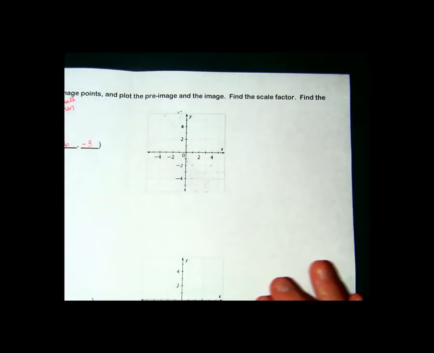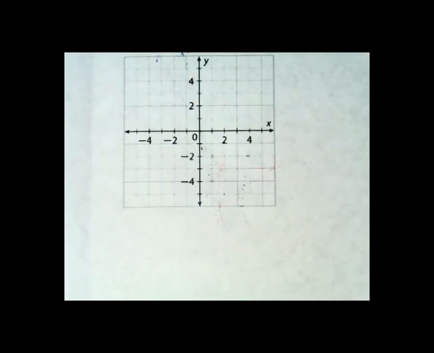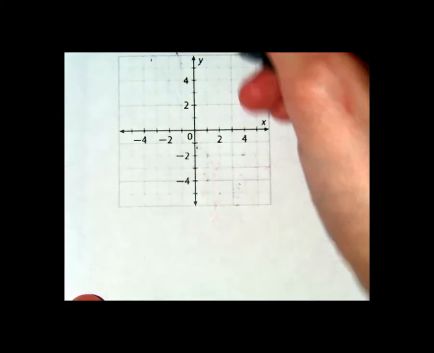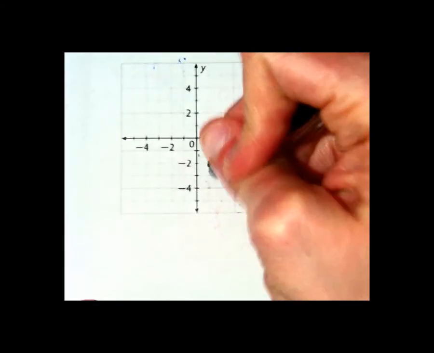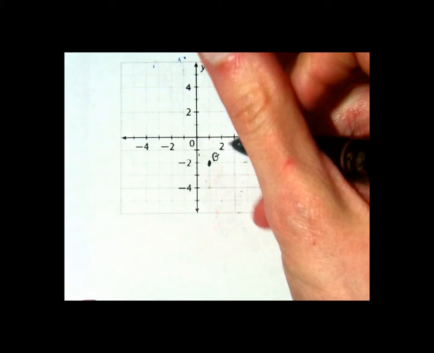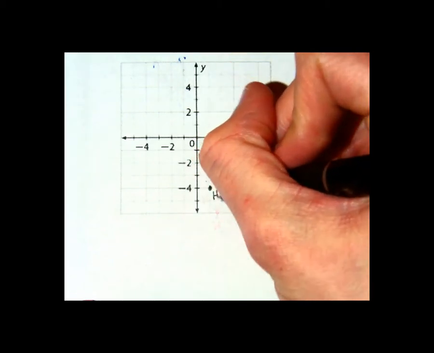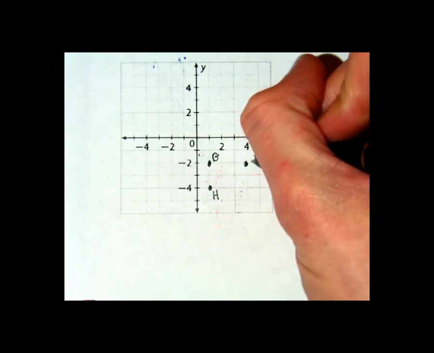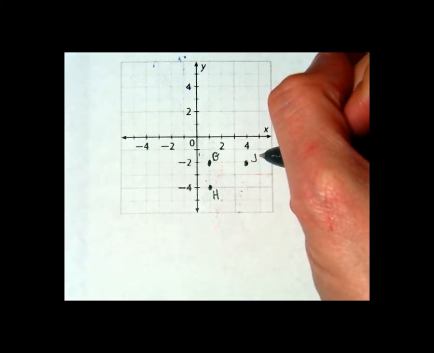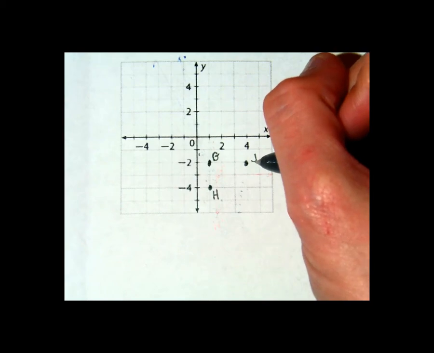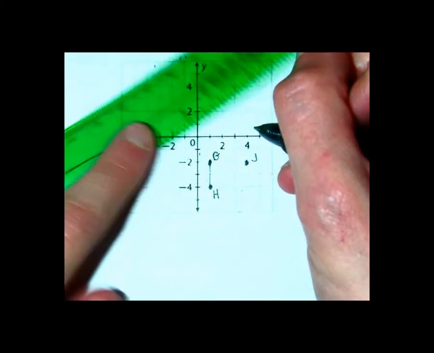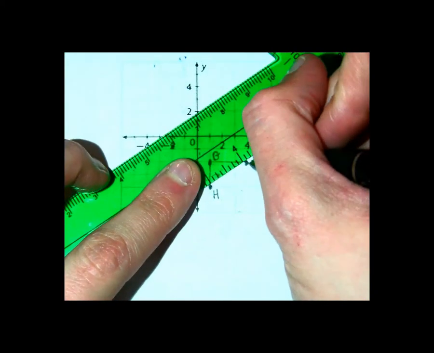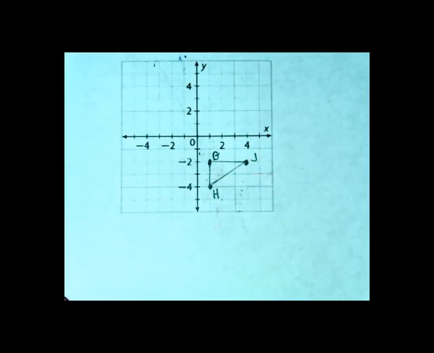So we're going to scoot over. We're going to graph this to find the center of dilation. So the pre-image, we have 1, negative 2, G. I was looking at the label of the other points. G. And then I have 1, negative 4 for H. 4, negative 2 for J. I'm going to connect these to make our triangle here. Okay. I then need to graph the image points.